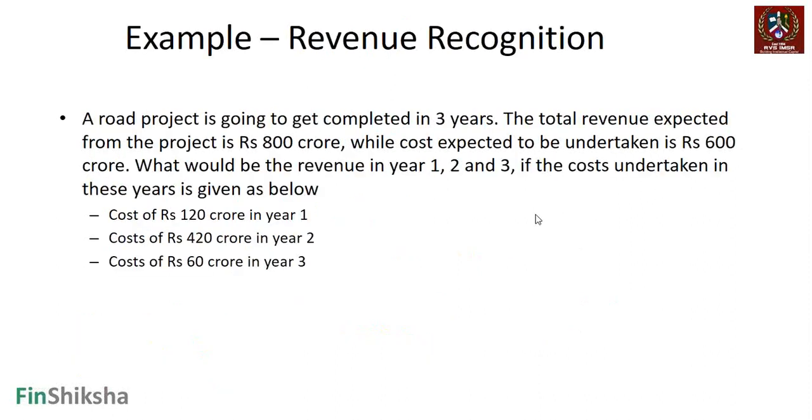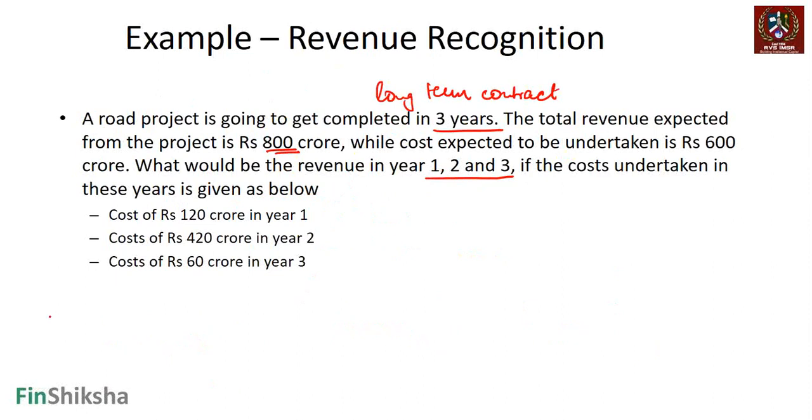As we come towards the end of revenue and expense recognition, we'll also take another quick example of revenue recognition. A road project, let's say, is going to get completed in 3 years. The total revenue expected is 800 crore, while the total cost expected is 600 crore. What would be the revenue in years 1, 2, 3? Remember, this is a road project. It's going to get completed in 3 years. So this is a long-term contract. Long-term contract will obviously have recognition in years 1, 2, 3.